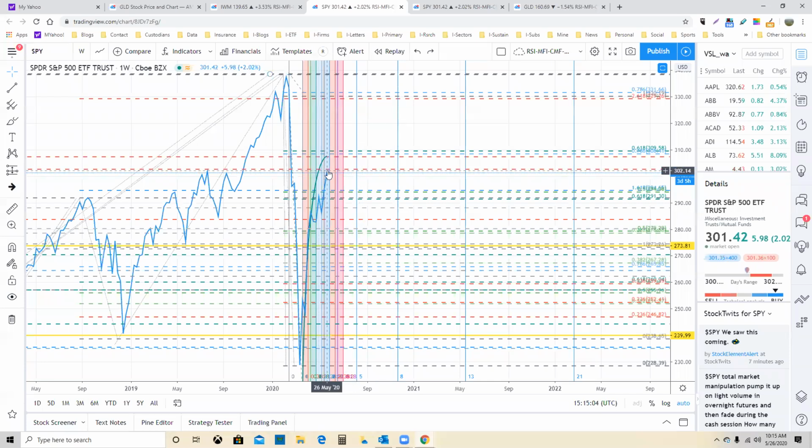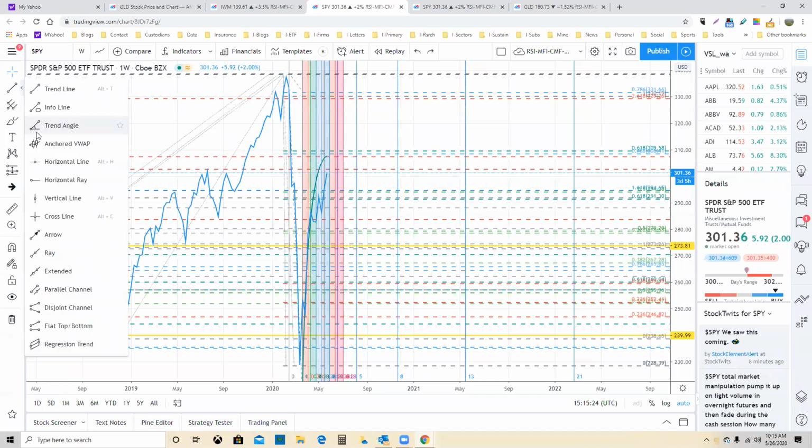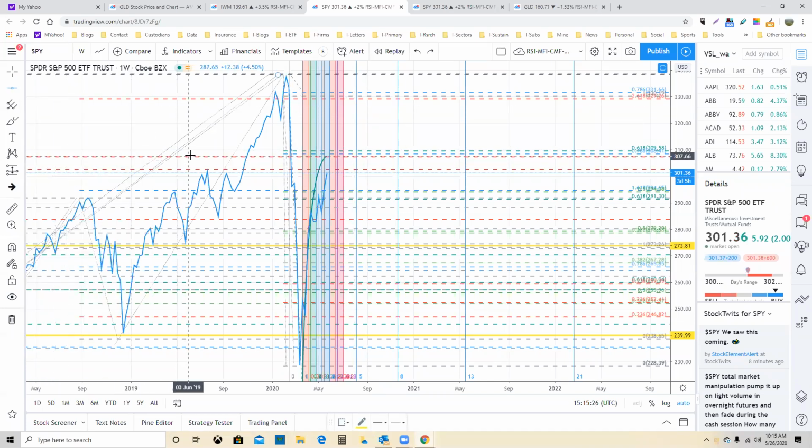So if we blow through that, that means we're going up to this line, which has to do with the Trump election. It's about 307 on the SPY. And then there's some other overlapping retracement lines right above it. So this would seem to be a pretty interesting ceiling on the market right about here.